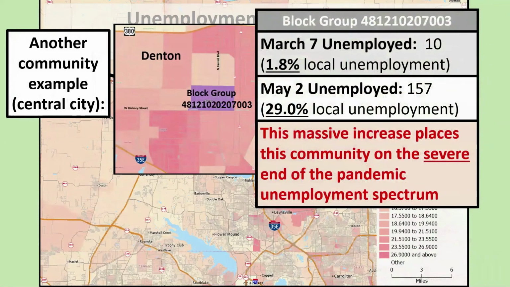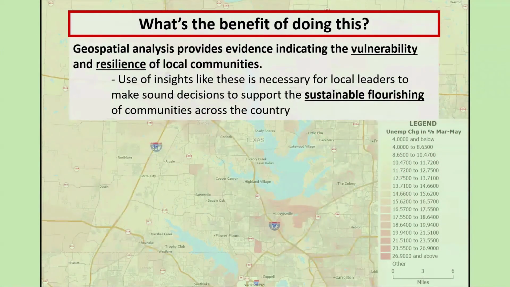One in the center of the city in Denton. And again, going from March 7th to May 2nd, from 1.8% unemployment to 29% unemployment. So again, just getting at this idea that there's a spectrum, and this community would be on the severe end of that spectrum.